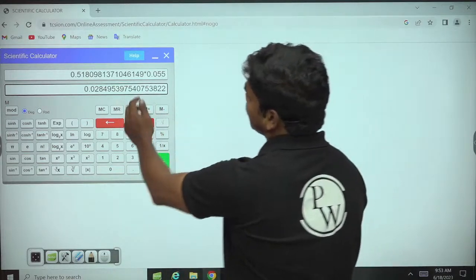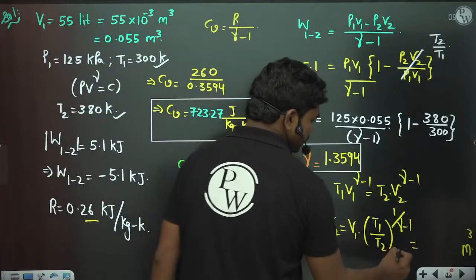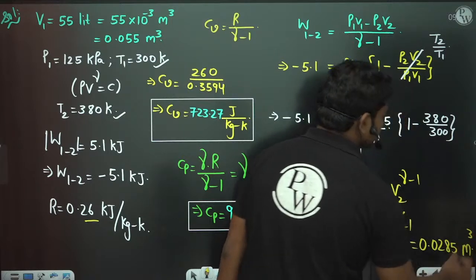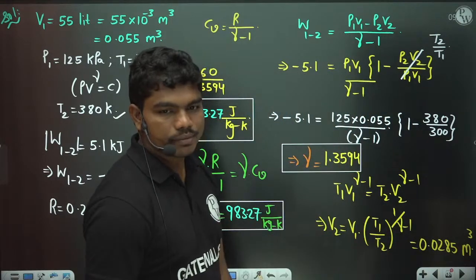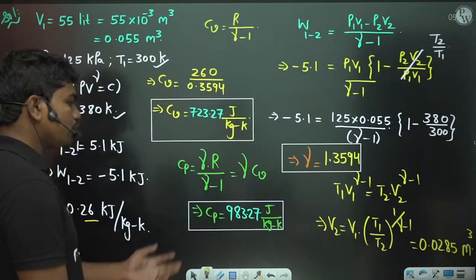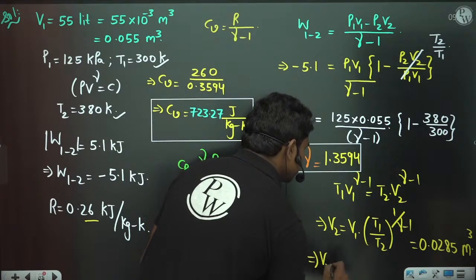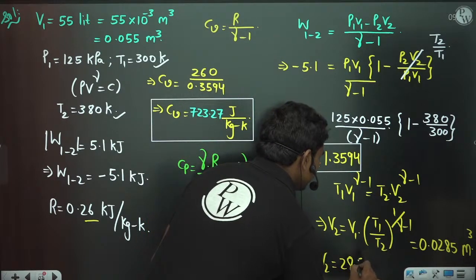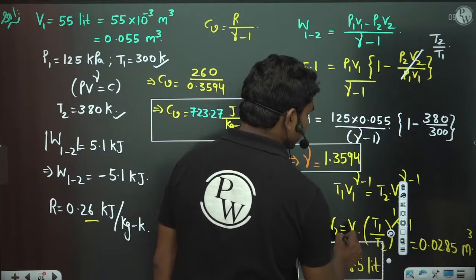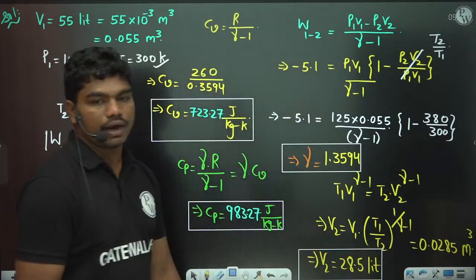So this value, the final calculation, is almost 0.0285 meter cube. If you convert meter cube to liters, because the options are given in liters, it is 28.5 liters almost, correct? So V2 is equal to 28.5 liters. This is the final volume after the compression.